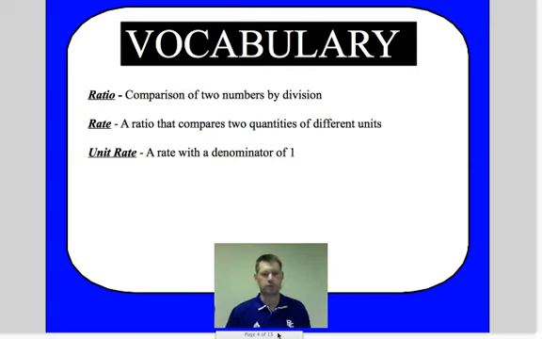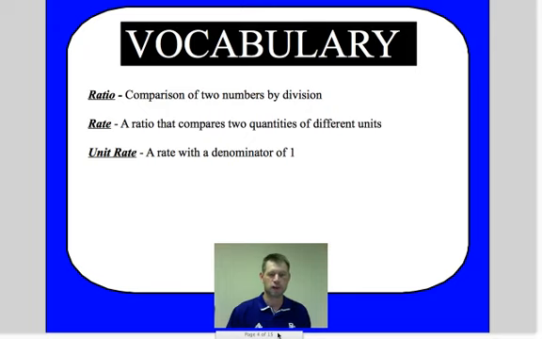Okay, some vocab here to start. Ratio. A ratio is a comparison of two numbers by division. So it would be like 1 to 2. That's making a ratio. A rate is a particular type of ratio. It compares two quantities of different units. So a really famous one would be like miles per hour. That's a rate. A unit rate is a rate with a denominator of 1.